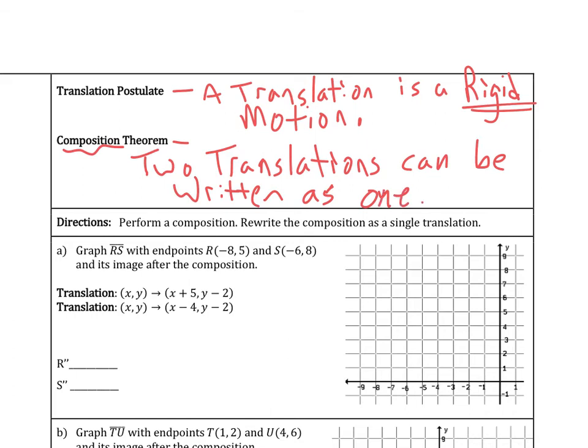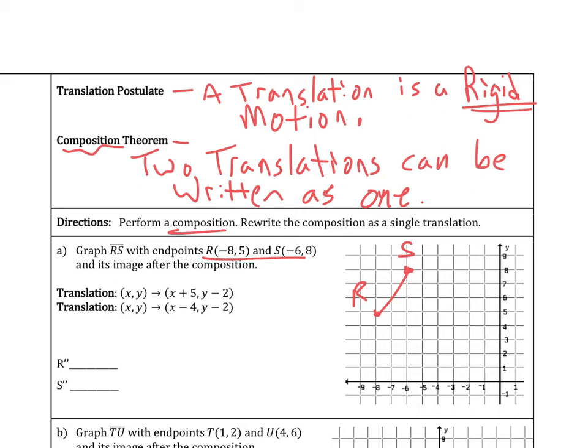Okay? So here's what we call a composition. A composition is when we're going to do 2 moves, all right? So here we're going to focus just on the first one, and then we're going to do the second one to the result there, all right? So let's grab here just a line segment. R is -8, 5, and S is -6, 8.